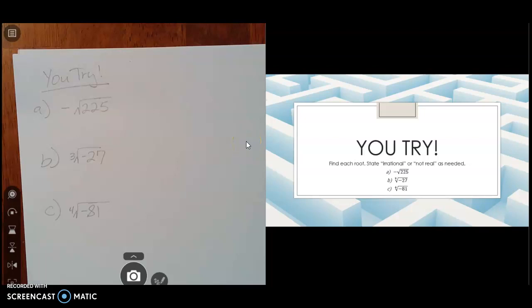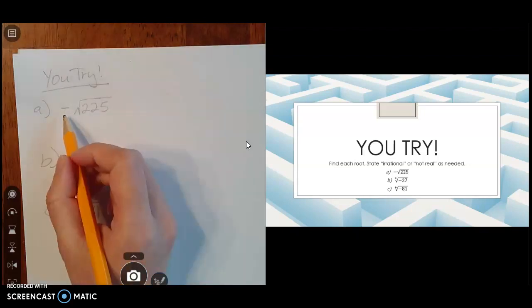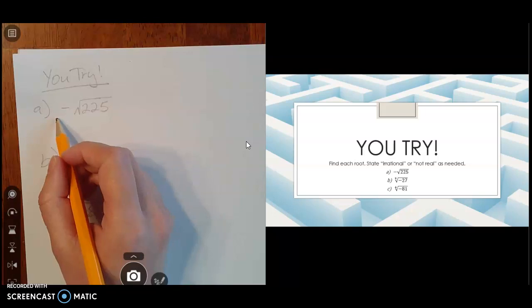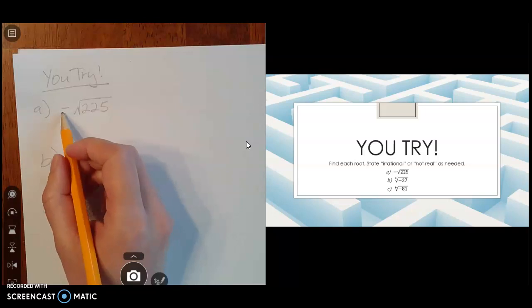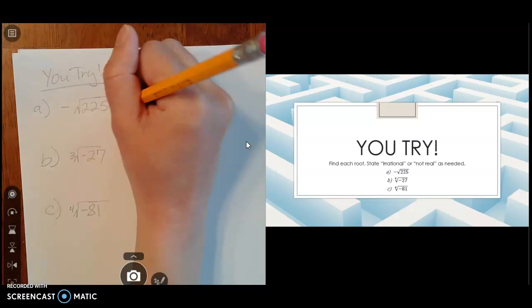Hi, you all just finished a U-Try where you got to find some different roots. And then, of course, you state irrational or not real as needed. So I gave you guys some different ones, and they had different negatives in different spots just to see how well you were paying attention. So the first one, the negative is on the outside, which has no impact on whether it's real or not. It just means that you're going to get a negative answer at the end of this, okay?